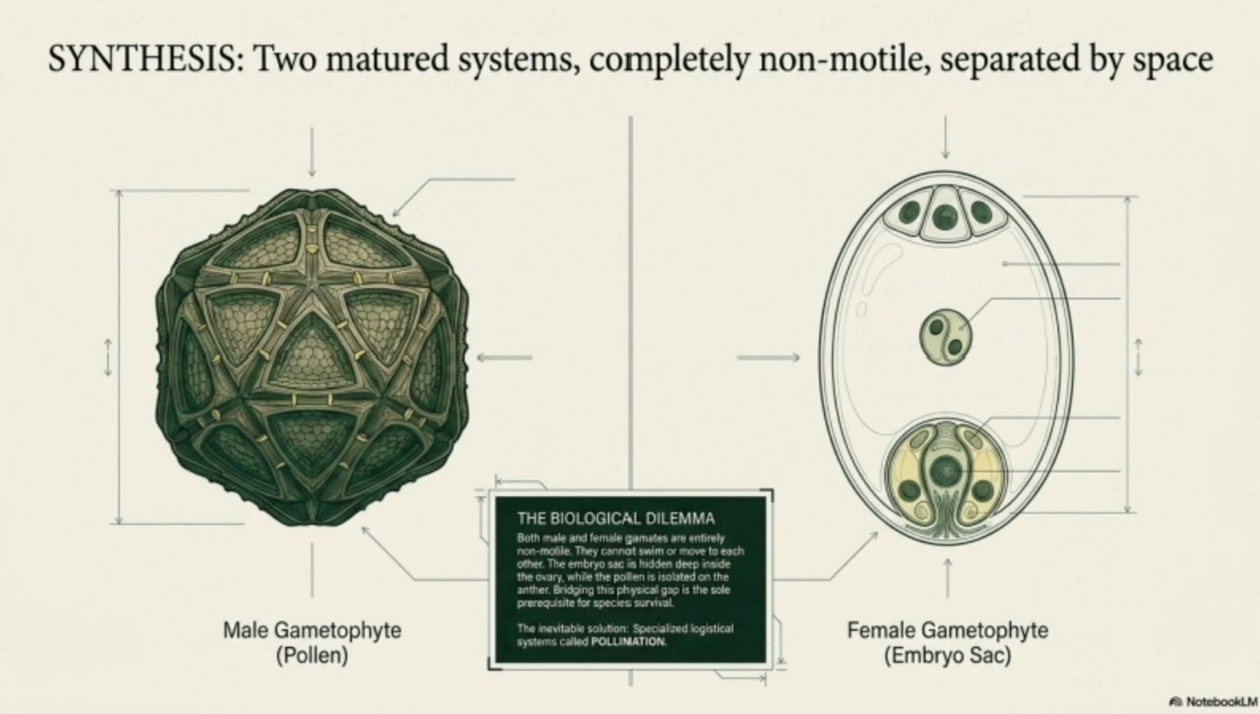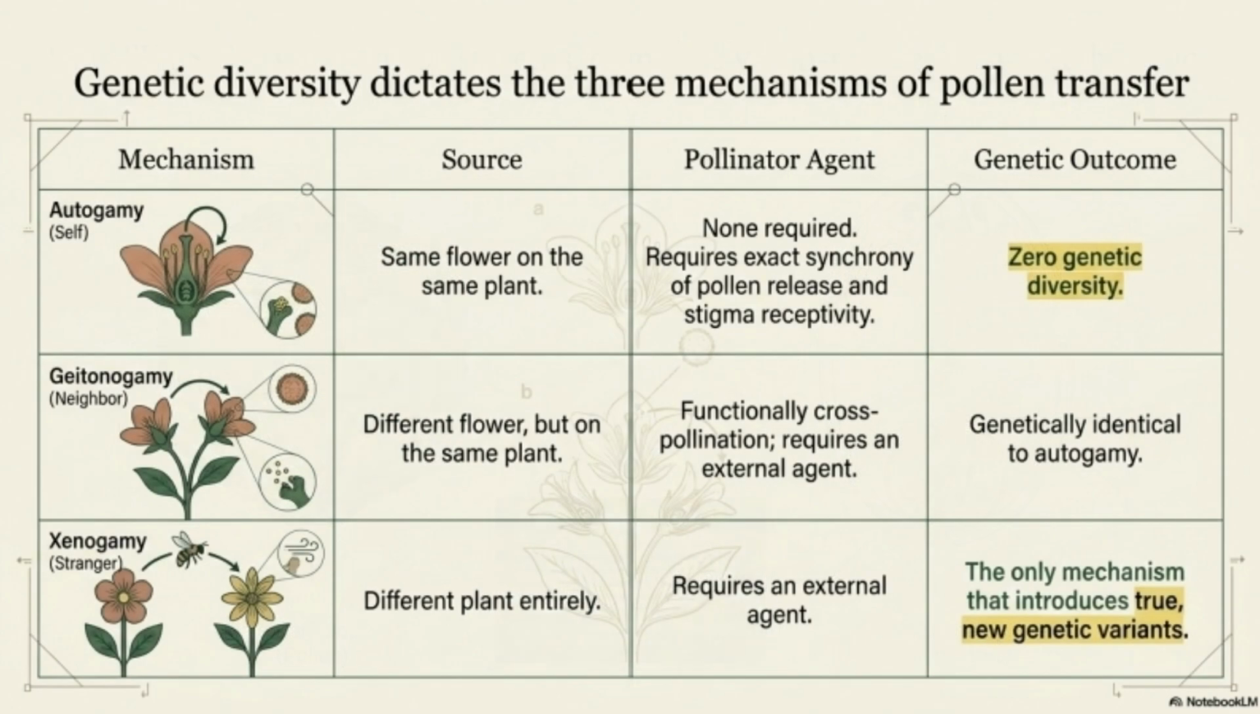In flowering plants, both the male and female gametes are entirely non-motile. They cannot walk, swim, or move on their own. The embryo sac is locked deep inside an ovary, while the pollen grain is stranded up on an anther. Bridging this physical gap is the ultimate prerequisite for the survival of the species. The inevitable evolutionary solution, a specialized logistical transport system we call pollination.